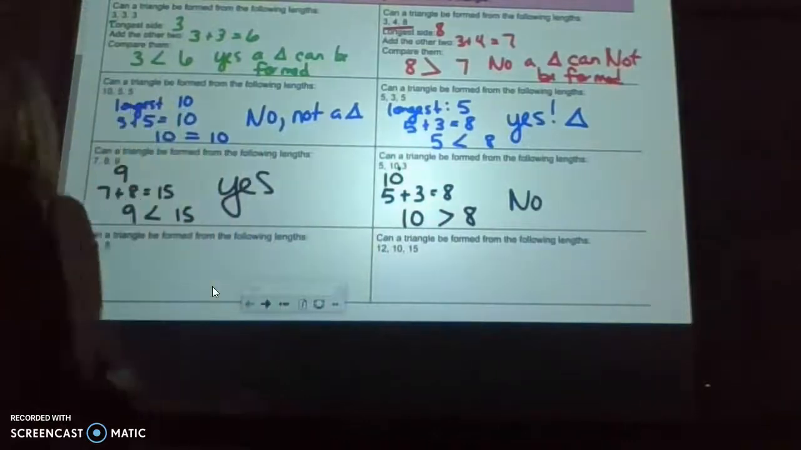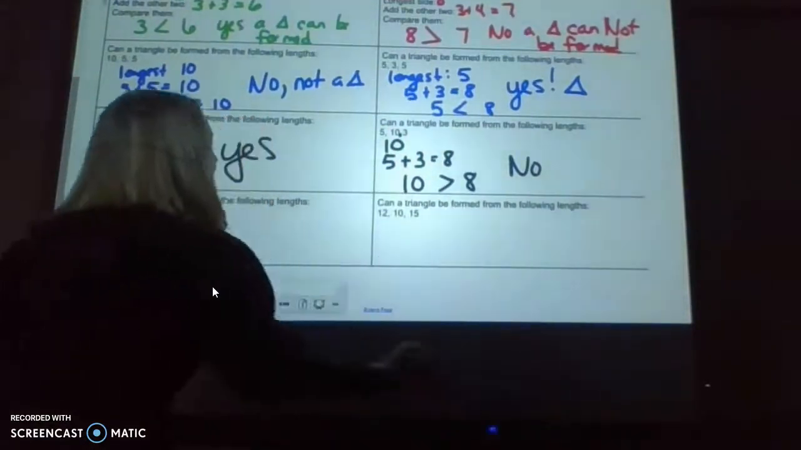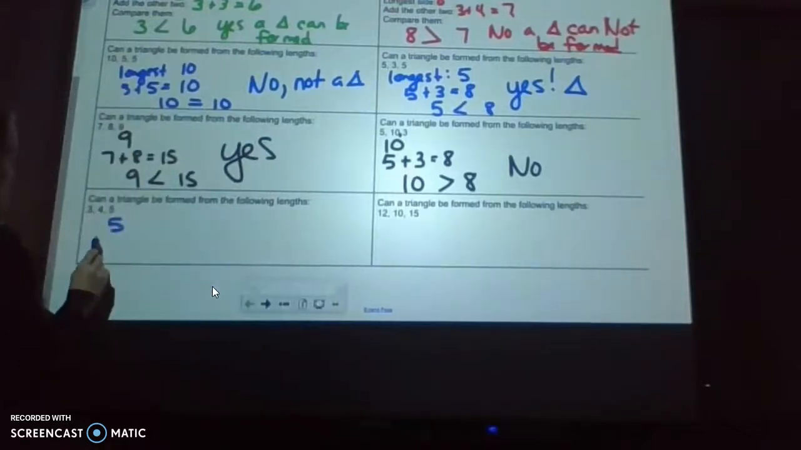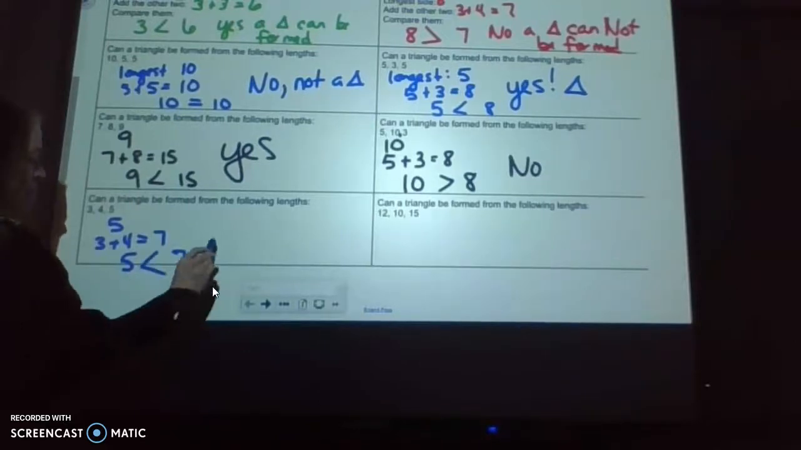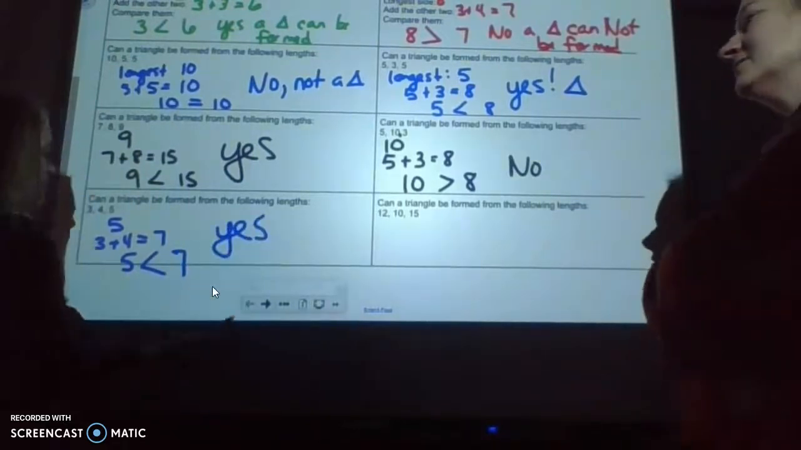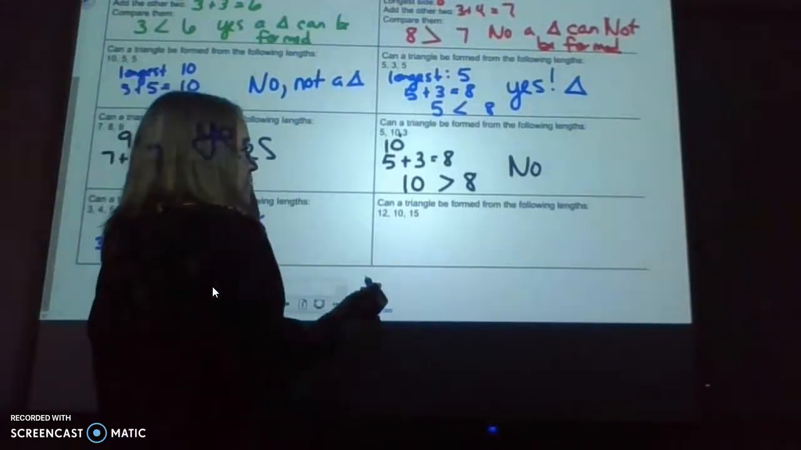All right. Bummer. Keep going. Oh, I know this one by heart. Longest, 5. And the other 2: 3 plus 4 is 7. So I write 5, comparing it to 7. 5 is less than 7. So that is yes, that's actually a right triangle. That's special, but we're not supposed to talk about that. We don't know about that yet.